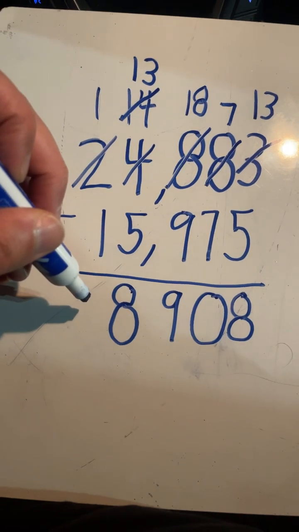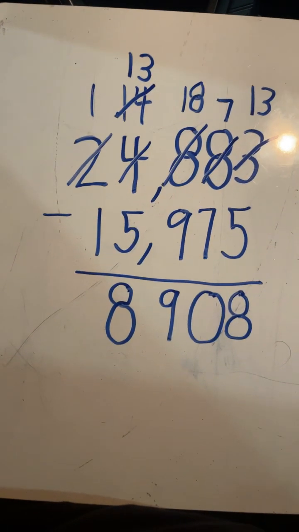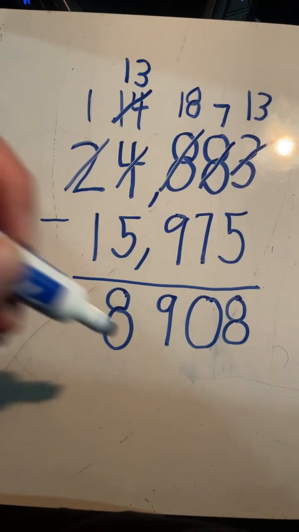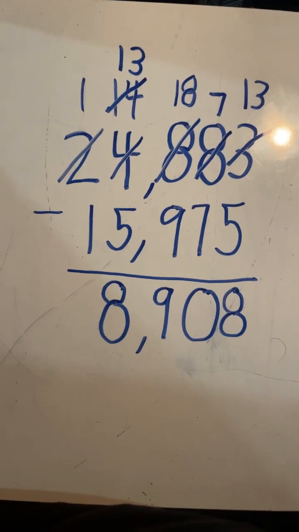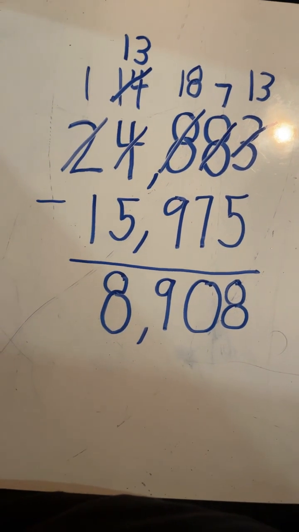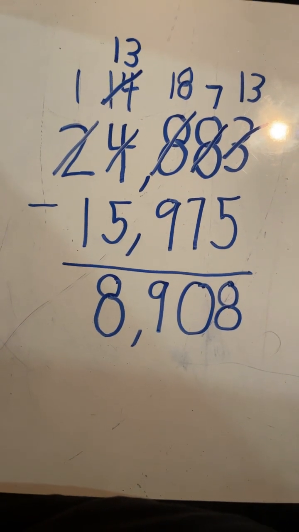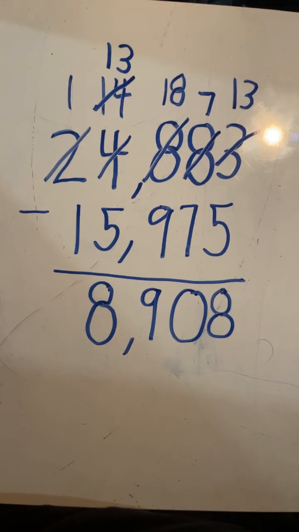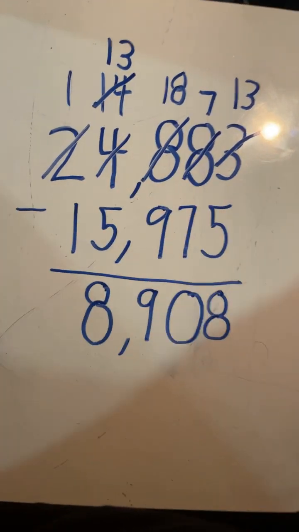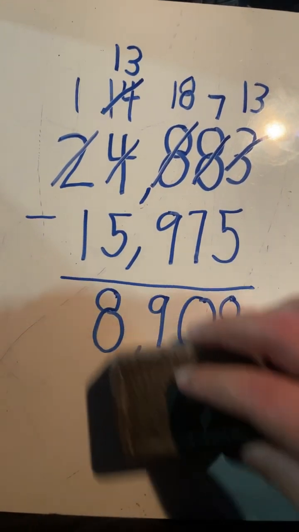We could put a 0 there, or we could just leave it blank. Usually I would just leave it blank in that situation. All right, so we have our final answer. 24,883 minus 15,975 equals 8,908. All right, I'm going to do one more multi-digit subtraction problem, and then we are going to call it a video.